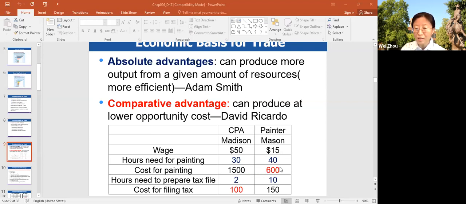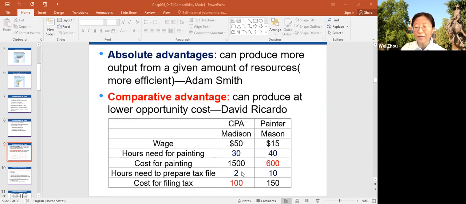So this is not absolute advantage. That we call comparative advantage, which means who produces at a lower opportunity cost. See, if we paint the house, Madison's cost is $1,500 and Mason's is $600. So in that case, Mason needs to paint the house because he paints at the lowest cost.